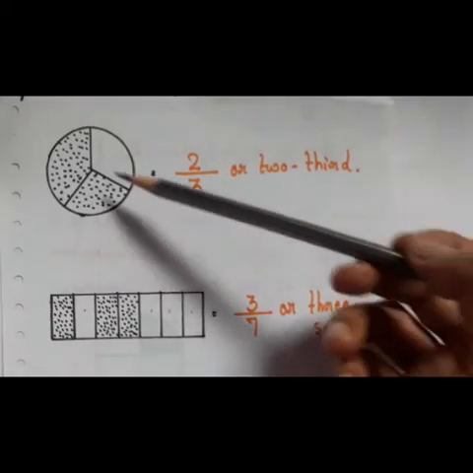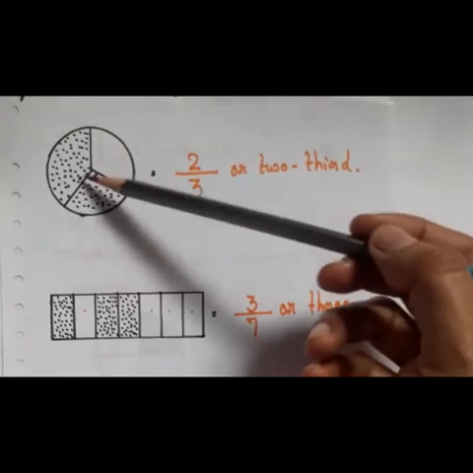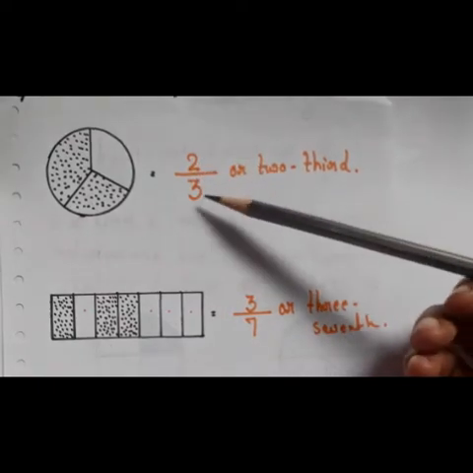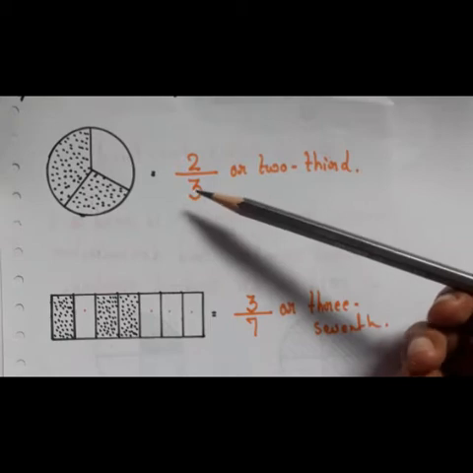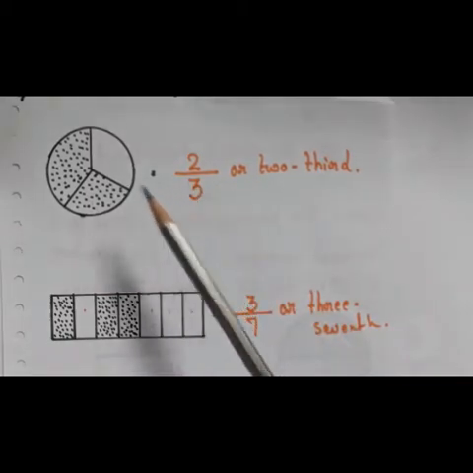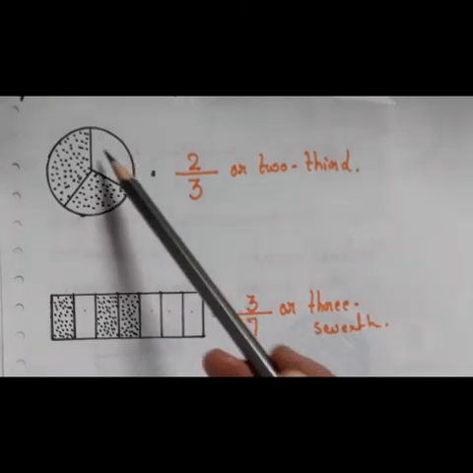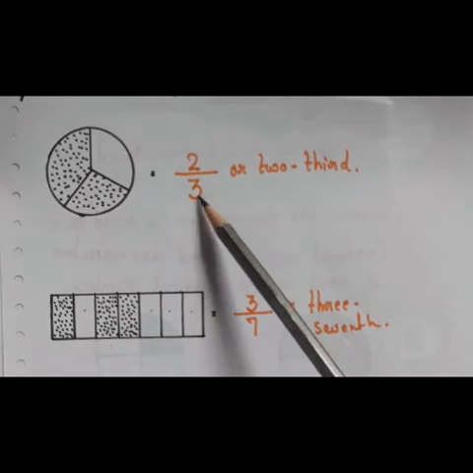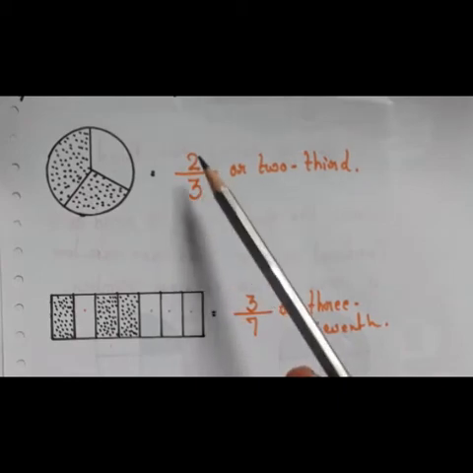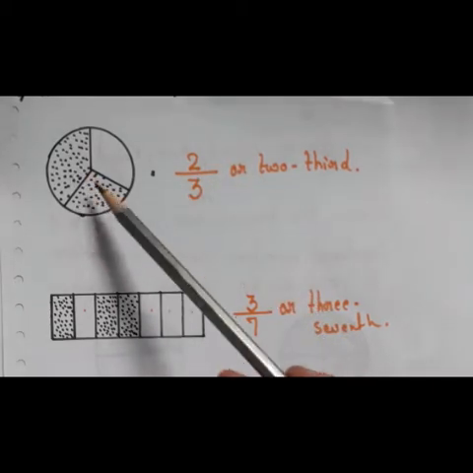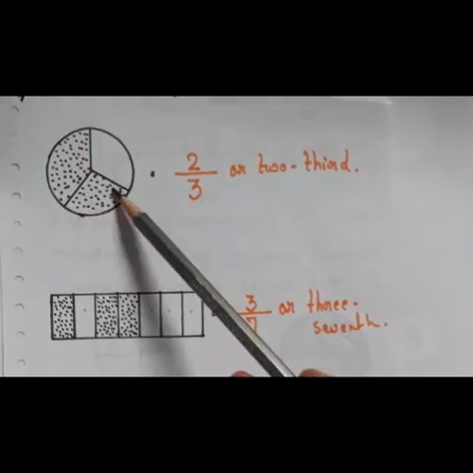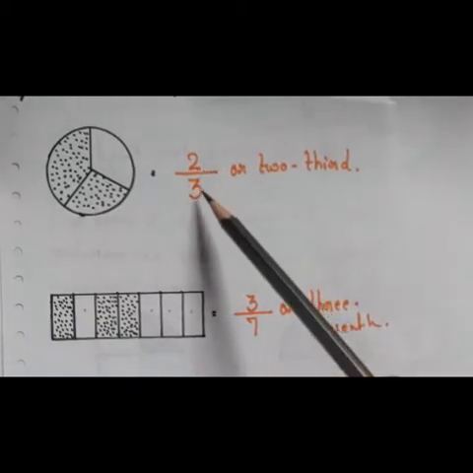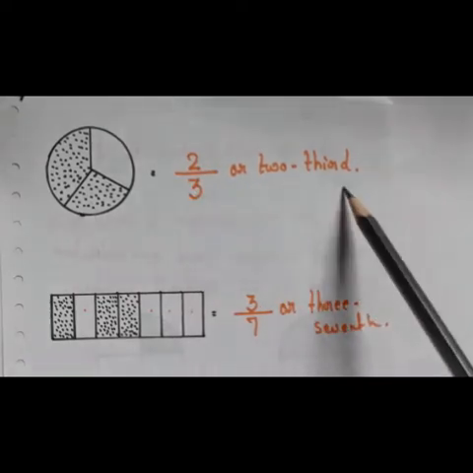Our first example: I have drawn a circle and divided this circle into 3 equal parts. A fraction contains 2 parts, a numerator and a denominator. What is your denominator? I told you that the denominator is how many equal parts a whole is divided into. This is a whole, and I have divided this whole into 3 equal parts. So 3 becomes your denominator. And what will be your numerator? How many parts are taken. I have shaded 2 parts. So this 2 becomes your numerator, and you can write it as 2 by 3 or 2/3.